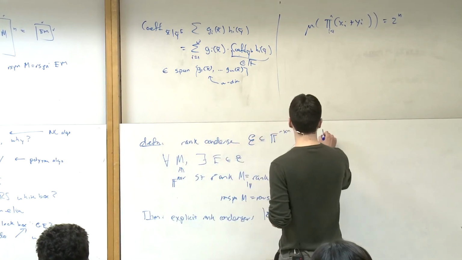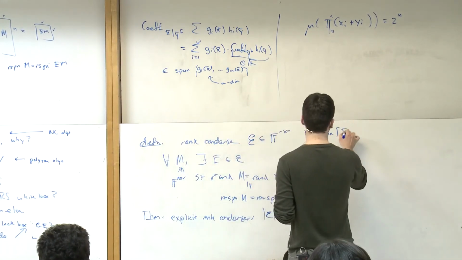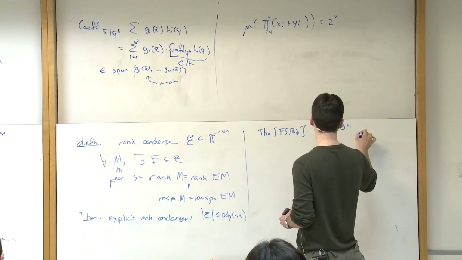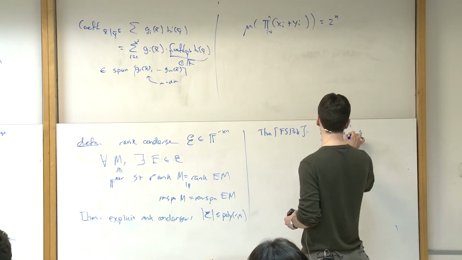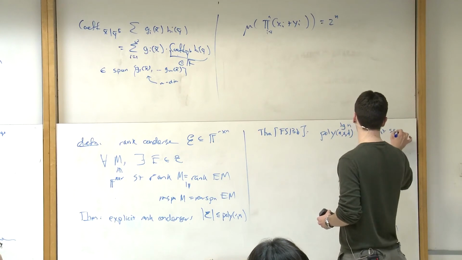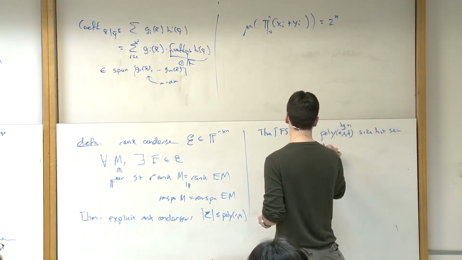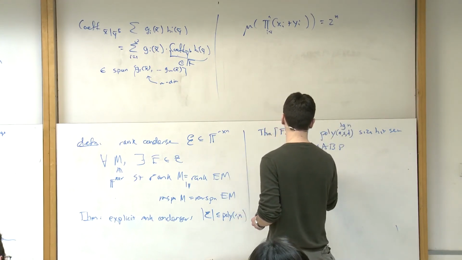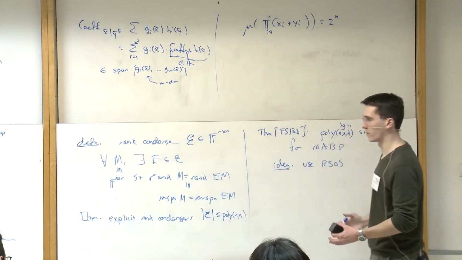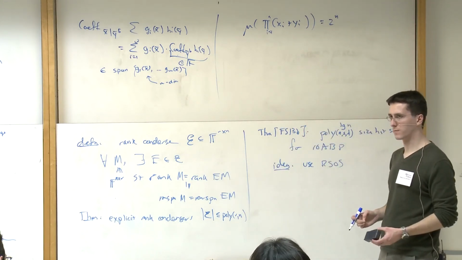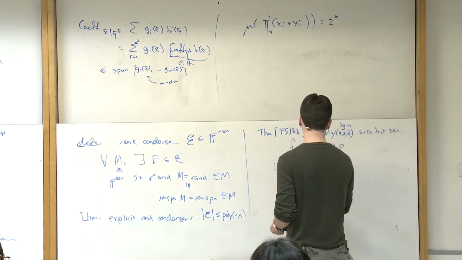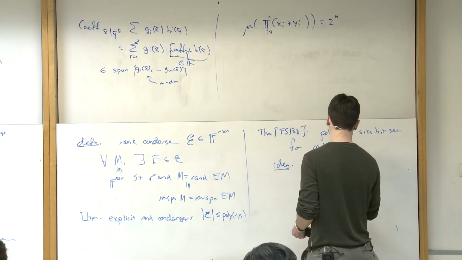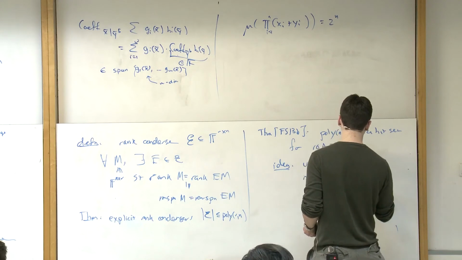And so basically the theorem here is there's a polynomial to the log n size hitting set for read-once ABPs in this known order scenario. And basically what you do is you use this Raz-Shpilka paradigm where you're compressing coefficient span, but you replace Gauss elimination with a rank condenser.